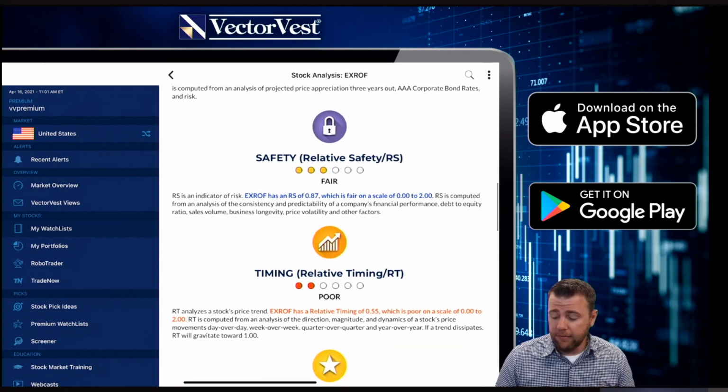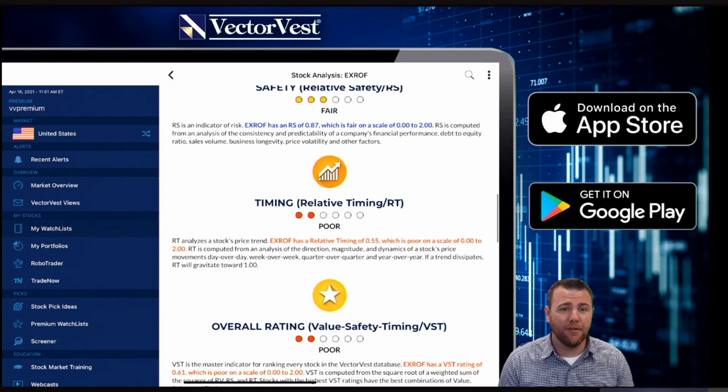And then finally, the third is the RT, or relative timing, which once again is the short-term price trend of the stock. The thing that makes RT more powerful than any other technical indicator out there is it's not just looking at, hey, this stock's going up or this stock's going down, but it's looking at the momentum of that up and down trend as well.